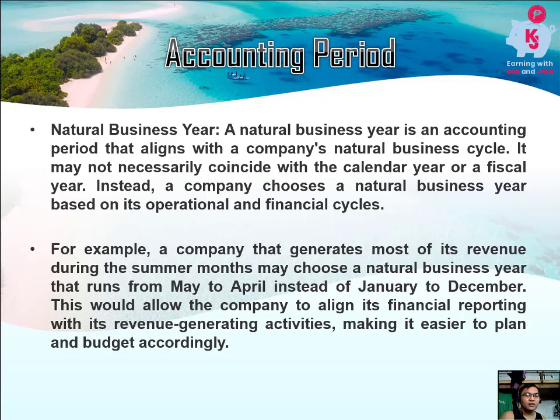Parang gano'n. In an accounting period that aligns with a company's natural business cycle, it may not necessarily consider the calendar or fiscal year. Instead, a company chooses a natural business year based on its operational and financial cycles. For example, a company that generates most of its revenues during summer months may choose a natural business year that runs from May to April instead of January to December. This would allow the company to align its financial reporting with its revenue generating activities, making it easier to plan and budget.